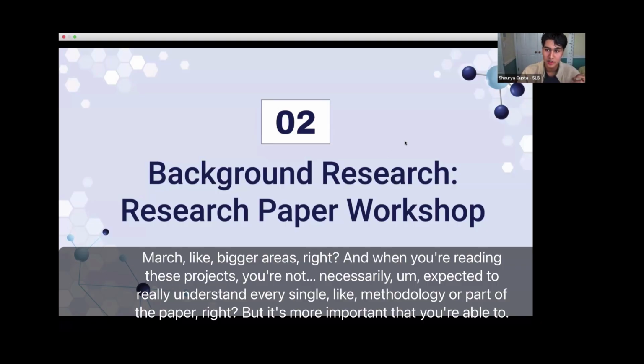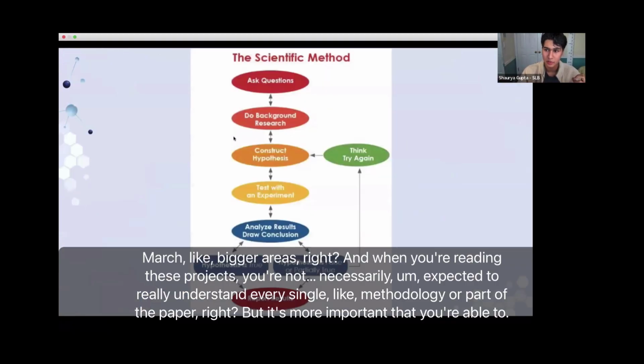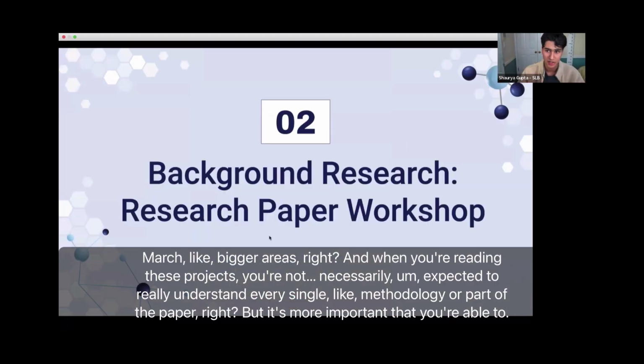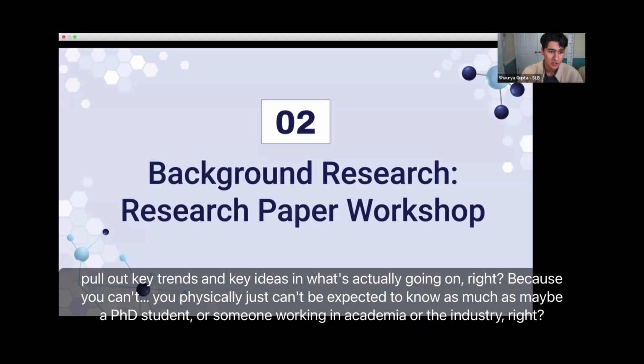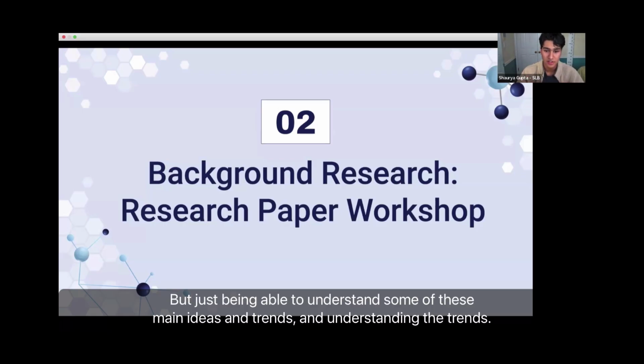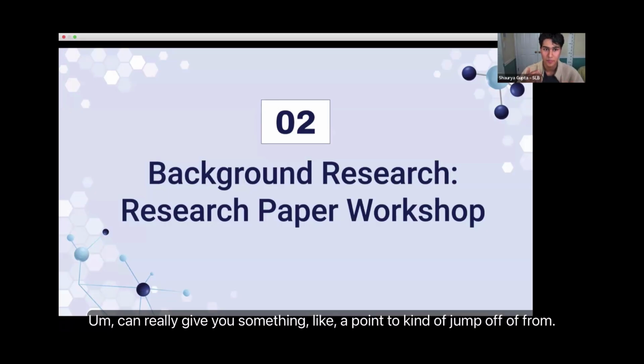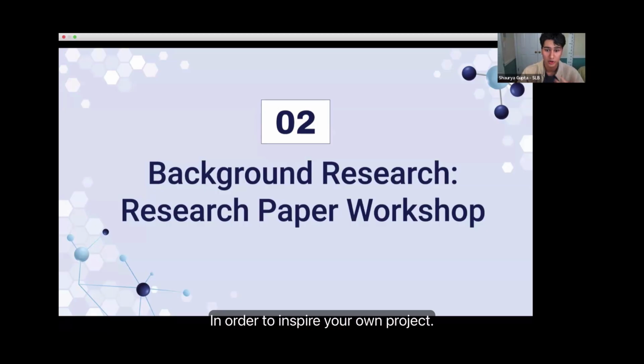And when you're reading these projects, you're not necessarily expected to really understand every single methodology or part of the paper, right? But it's more important that you're able to pull out key trends and key ideas in what's actually going on, right? Because you physically just can't be expected to know as much as maybe a PhD student, or someone working in academia or the industry, right? But just being able to understand some of these main ideas and understanding the trends can really give you a point to jump off from in order to inspire your own project.